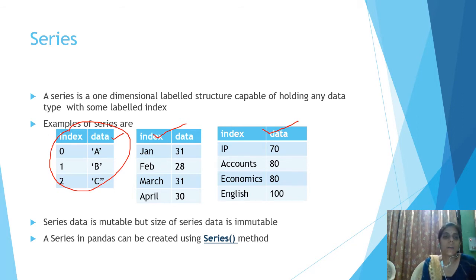And you can note down that series data is mutable, but the size of series data is immutable. You cannot add or delete any element from the series, but you can change the data. Suppose I want to change 28 and I want to write 29 here. So here are the commands. Using these commands we can change the data, but we cannot change the size of series data.